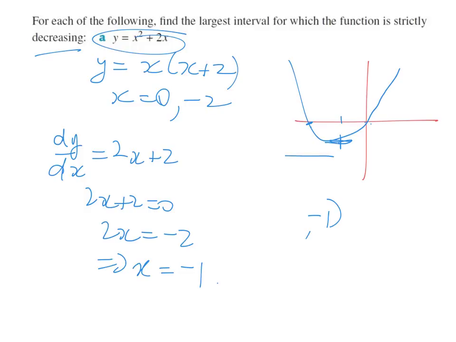Where does it start? Well, it goes on all the way from negative infinity. Now, we can never include negative infinity, hence a round bracket. We can't include negative 1 because at negative 1 it has a 0 gradient. And we want to know where it's negative. Where is the function decreasing? And it's decreasing all the way up until, but not including, negative 1.